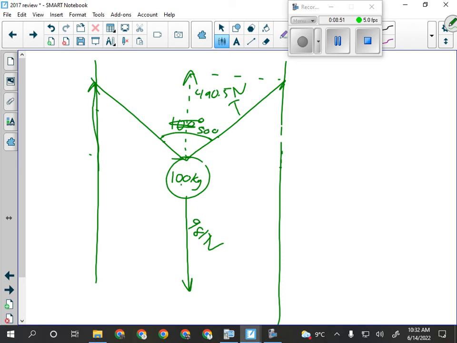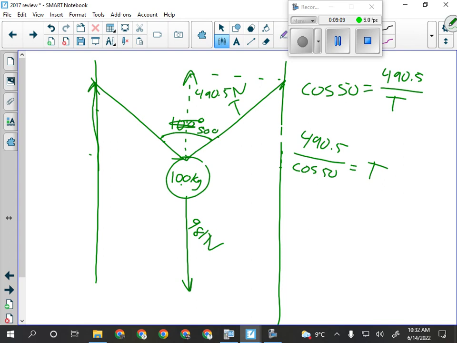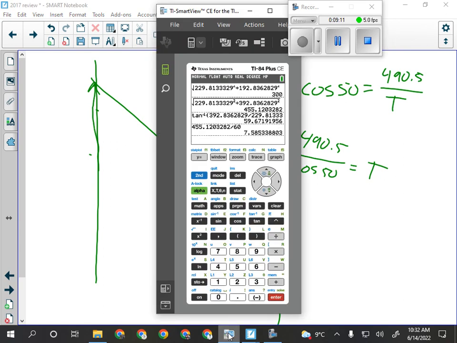We know the adjacent side and we're looking for the hypotenuse, so we know that the cos of 50 degrees equals 490.5 over the tension in the cable. So all we have to do is go 490.5 newtons divided by the cos of 50, and that'll get us the tension in the cable. So 490.5 divided by the cos of 50. And it tells us that the tension in each cable is 7.6 times 10 to the 2 newtons.